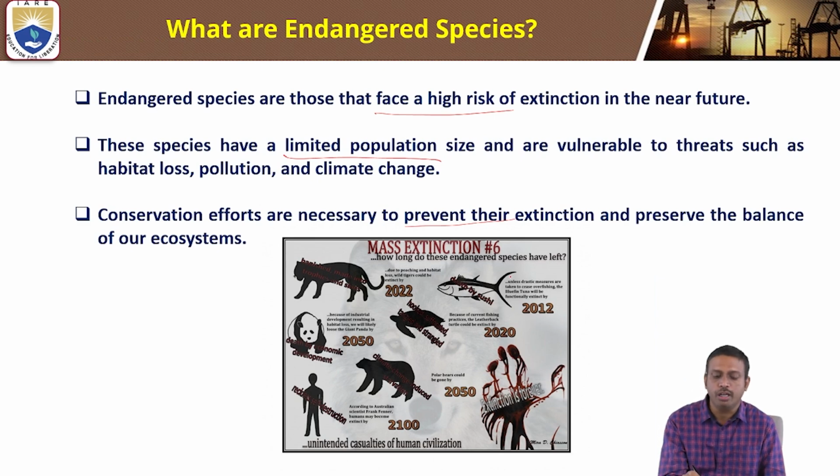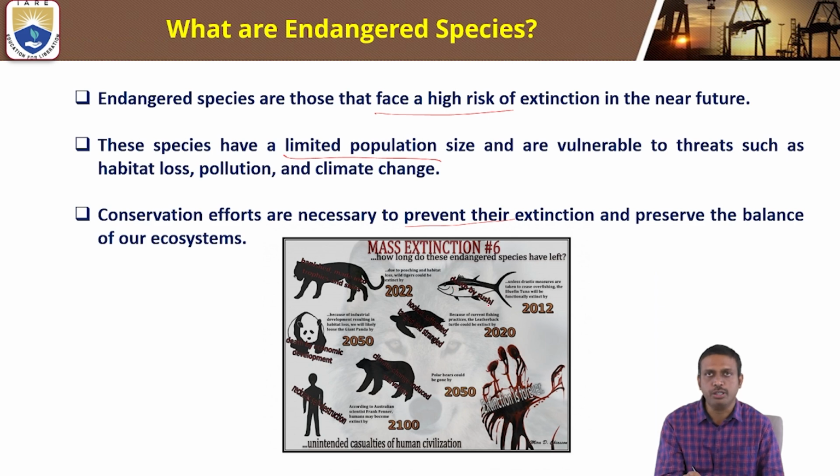Here is how mass extinction has taken place. Due to poaching and habitat loss, wild tigers could be extinct by 2022. These are the unintended casualties of human civilization affecting endangered species.